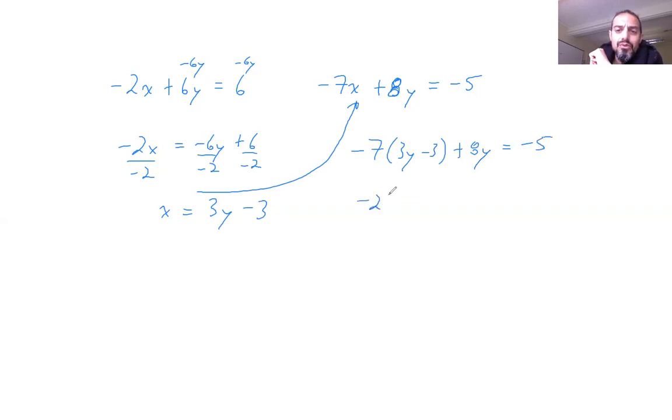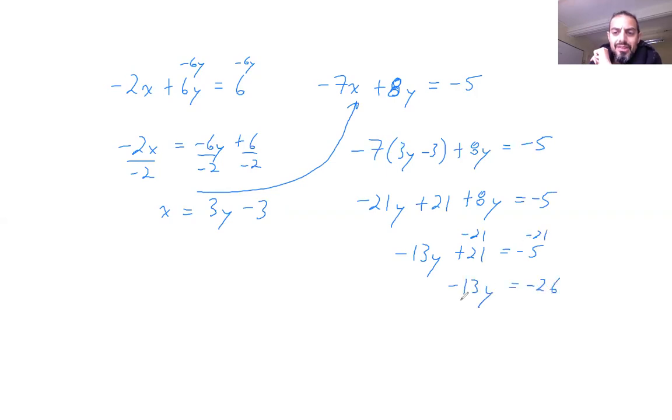Okay, so we're going to get negative 21y plus 21 plus 8y equals negative 5. Gathering like terms, I believe that's negative 13y plus 21 equals negative 5. Subtract 21 from both sides: negative 13y equals negative 26. Divide both sides by negative 13, and I'm going to get y equals 2.